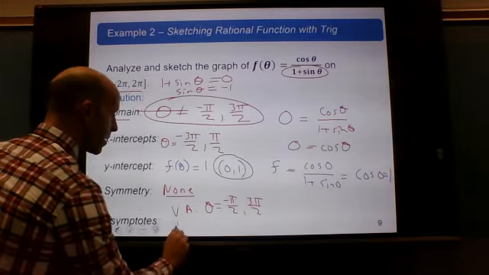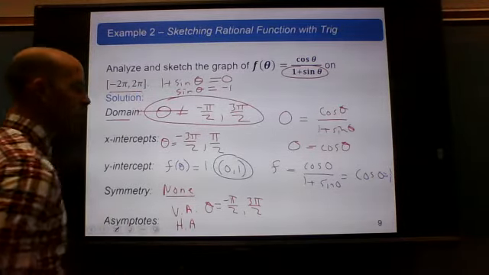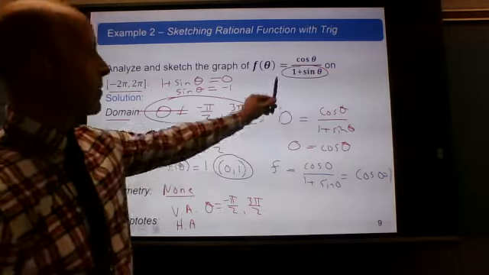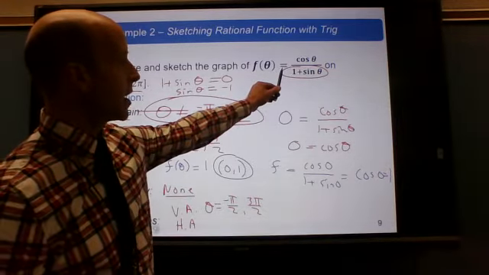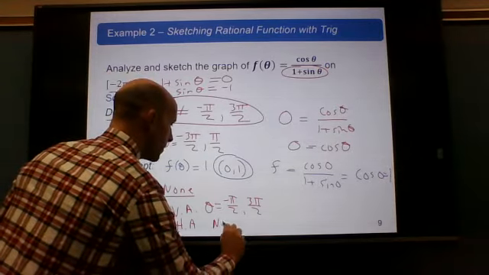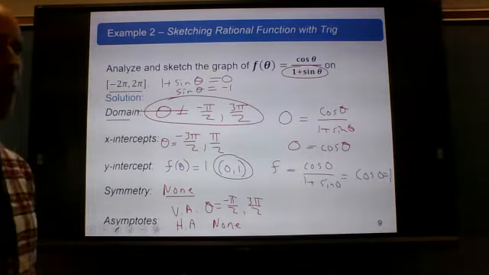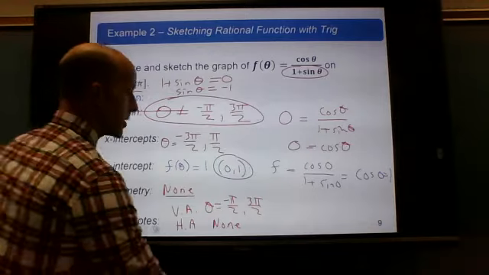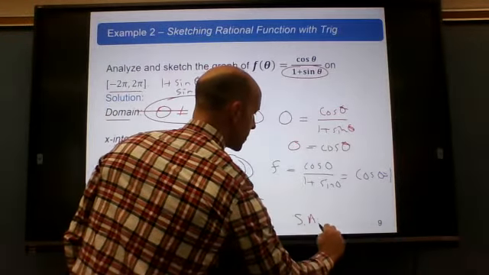In terms of horizontal asymptotes, we would have to take the limit of this function as theta goes to infinity, which does not exist. So there are no horizontal asymptotes. It also turns out that there are no slant asymptotes.